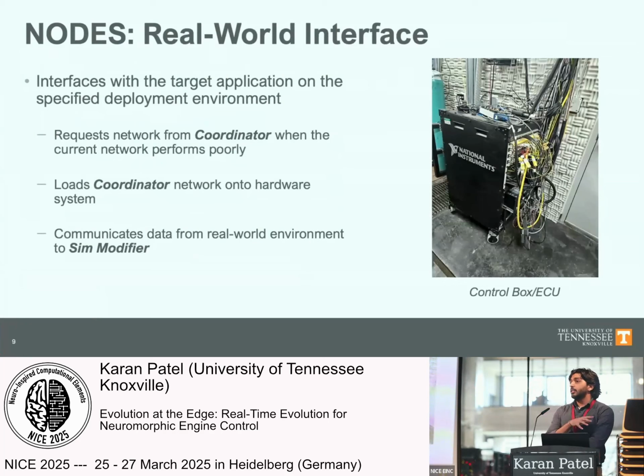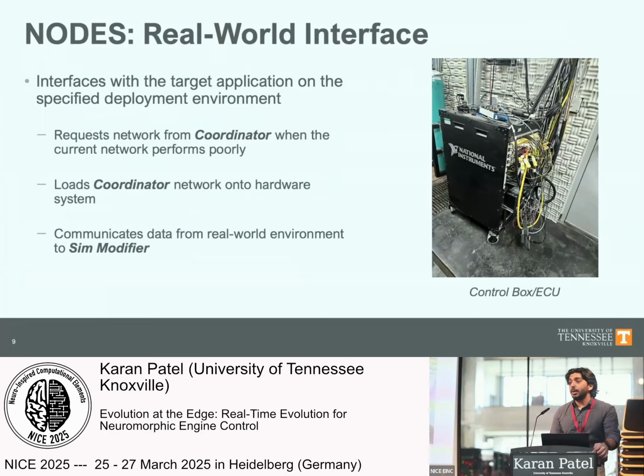Again, this process is responsible for communicating the nodes framework to the actual deployment environment. This involves interfacing with the various hardware components that comprise the overall system. And for us, this includes the FPGA, which is housing the neuroprocessors that are running the SNNs, as well as the ECU of the diesel engine.